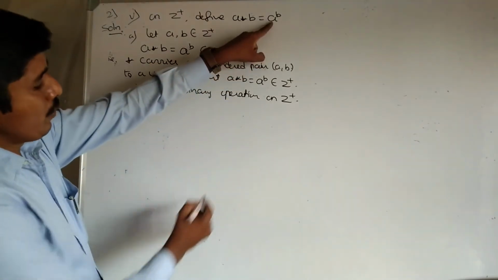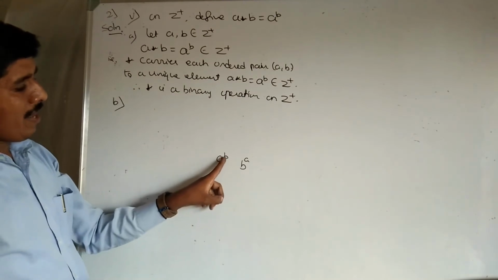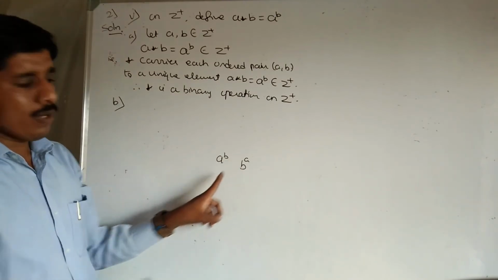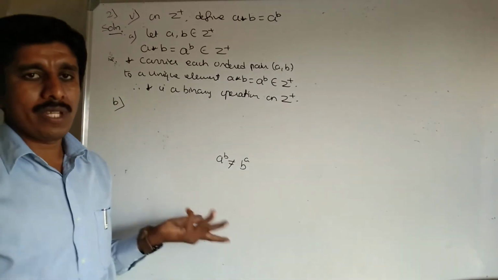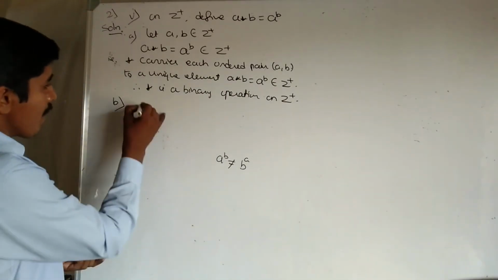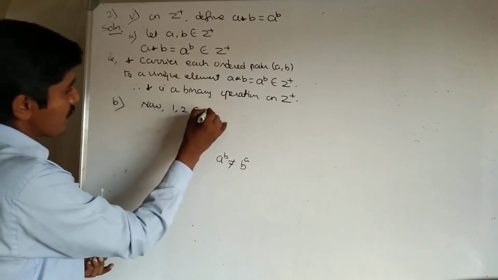Next, is it commutative? A power B equal to B power A? When A and B are different, clearly unequal. Both are unequal, means clearly it is not commutative. By taking numbers, we can prove that it is not commutative. For example, I am taking 1, 2 belongs to Z plus.